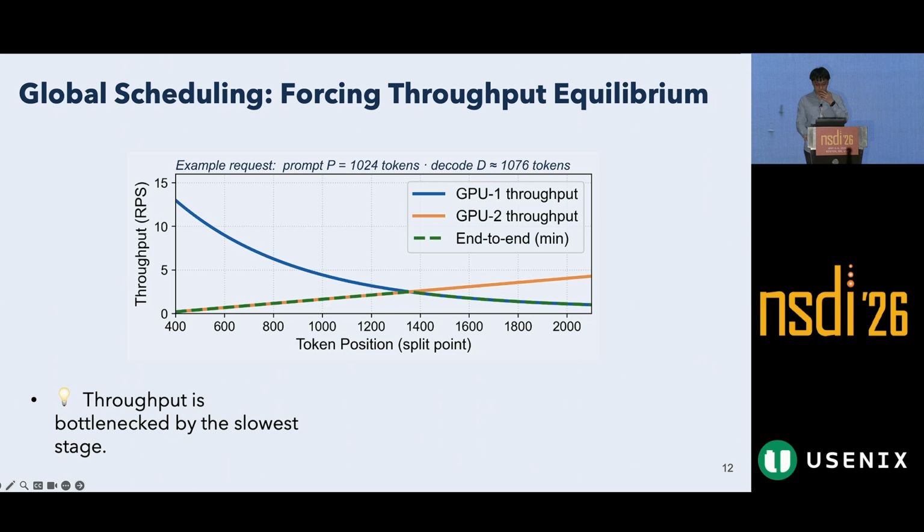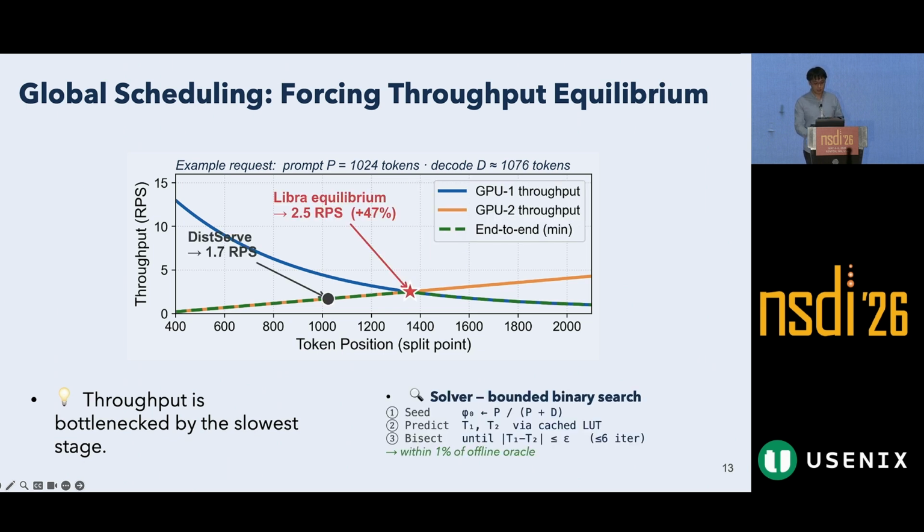Now let's see where today's system stands on this curve and how Libra finds the peak. This system is forced to cut at the prompt boundary, token 1,024, landing at 1 RPS. In contrast, Libra finds the equilibrium at token 1,058, where the two GPUs meet. It achieves around 2.5 requests per second, a nearly 50% gain on this single request.